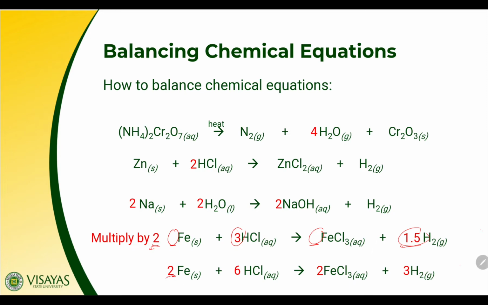We have 2 for iron on the left side, same on the right side. For chlorine, we have 6 times 1, so we have 6. In the product side, we have 2 times 3, we also have 6. For the hydrogen, we have 6 times 1, we have 6. And on the product side, we have 3 times 2, we also have 6. So we have now a balanced chemical equation.